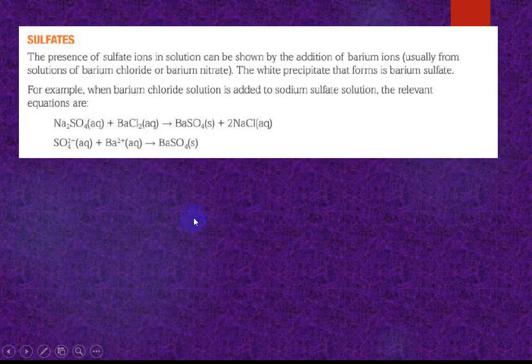This is the sulfate test. In any salt containing sulfate, if we add barium chloride, a white precipitate of barium sulfate forms. So this is the test for sulfate. Here is the simplified ionic equation for this reaction. Have you seen the simplified equation? My cursor is not working, but okay, this is the simplified ionic equation.